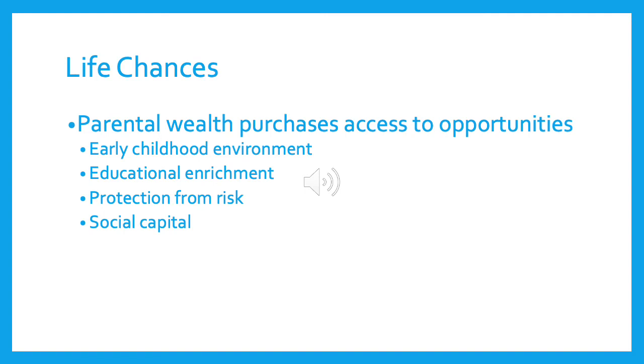So social capital are those kind of soft, squishy resources that our parents have that they're able to give us access to, such as a valuable social network. How a lot of wealthier people's children end up getting their first job is through a connection through their parents or an uncle or aunt or a family friend. So rich social networks are one example of social capital.